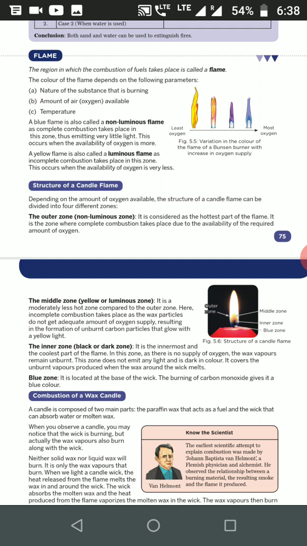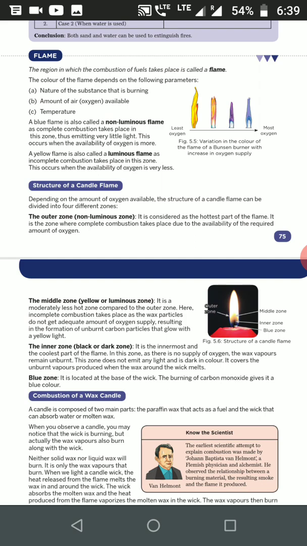Next, the inner zone. The inner zone is the dark zone, or we can also call it the black zone. It is the coolest part of the flame. In this zone there is no supply of oxygen, so the wax vapor remains unburned here. This zone does not emit any light. It is dark in color, that is, black in color. It covers the unburned vapors, producing the melting of wax around that area.